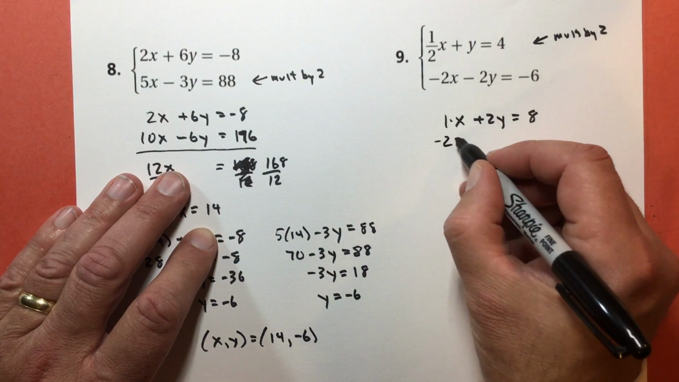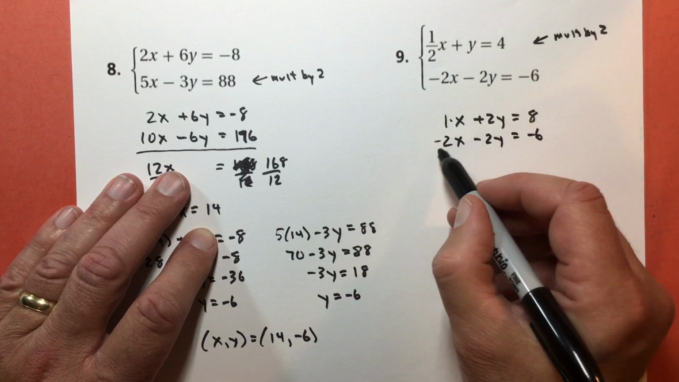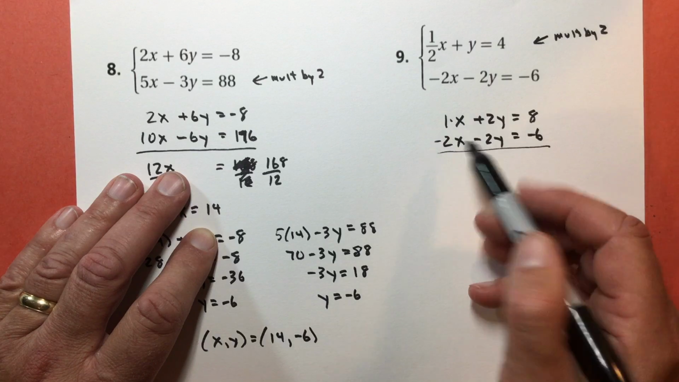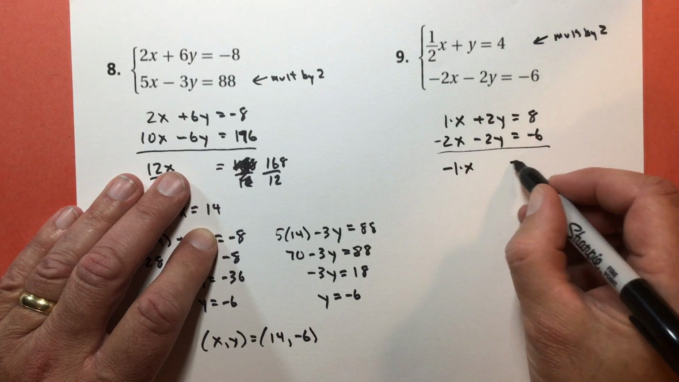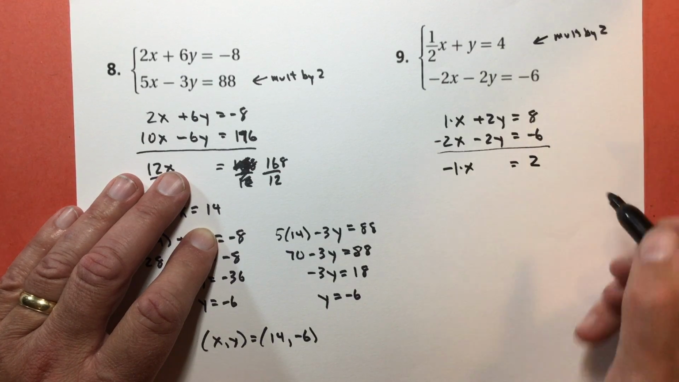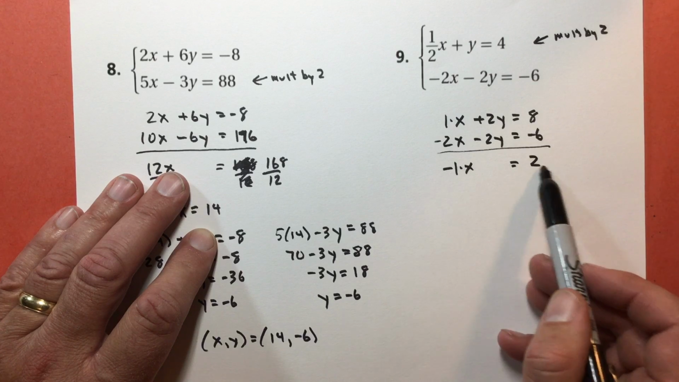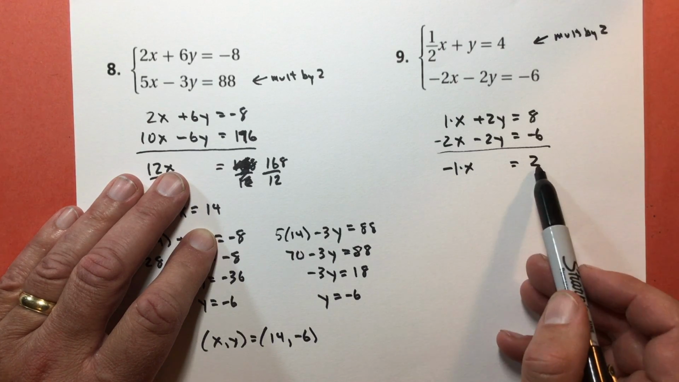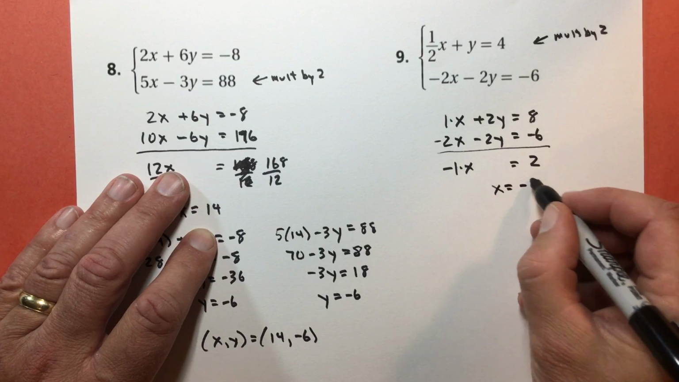I get negative 2x, subtract 2y equals negative 6. 1 minus 2 is negative 1. 2 minus 2 is 0. And 8 minus 6 equals 2. So the opposite of x equals 2. You can multiply both sides by negative 1. You can divide both sides by negative 1. Either way, you're going to get x equals negative 2.